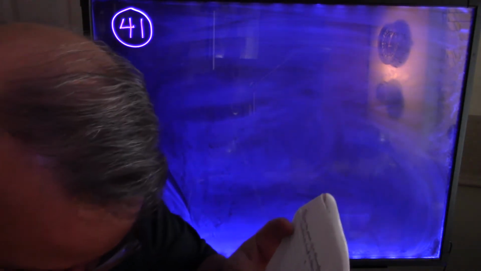Number 41. Use the graph of a transformation of the square root function to find a formula for the function. So here's the graph.